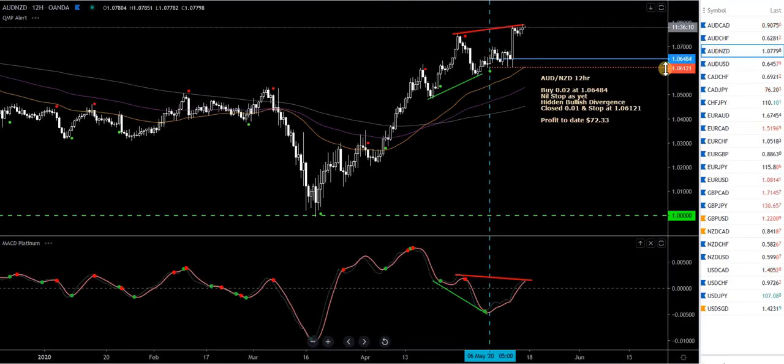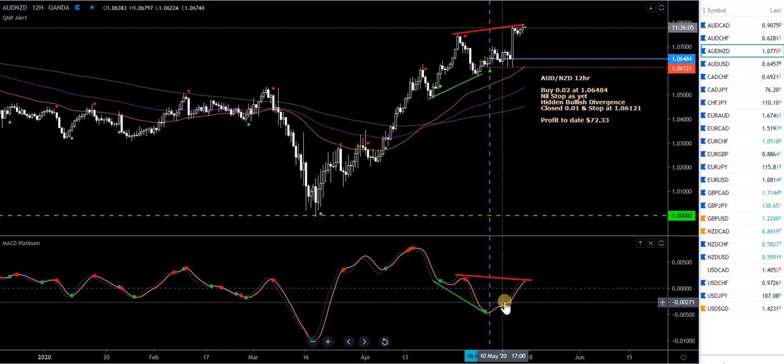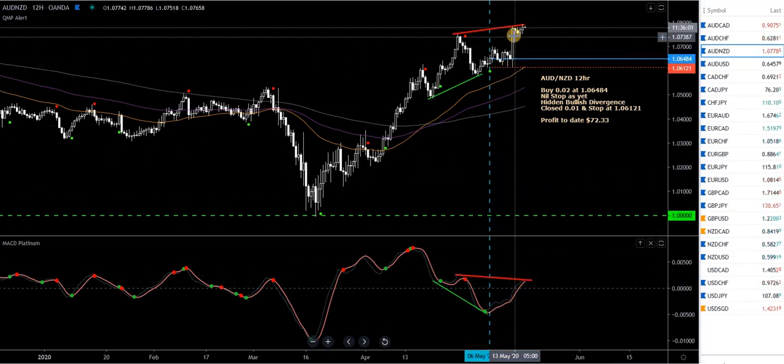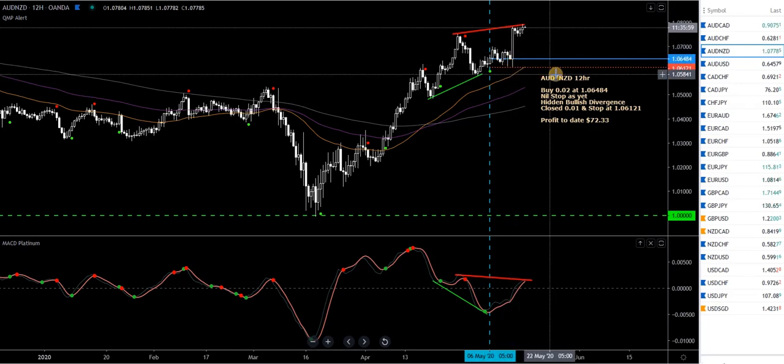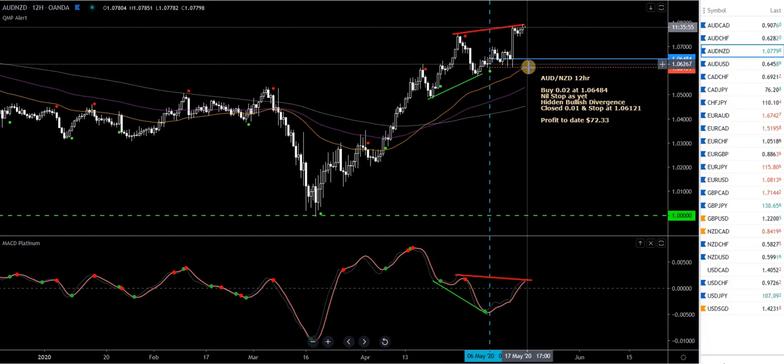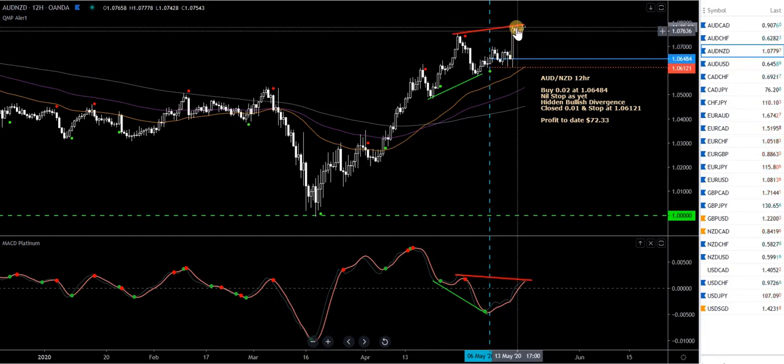Oz New Zealand in a buy trade up here. See, it's gone up through the MACD Platinum levels, gone through the zero level. Already closed half, put my stop in place below the entry. So even if I get stopped out on the second half, it'll be a loser, but overall, I'll be a winner on that.